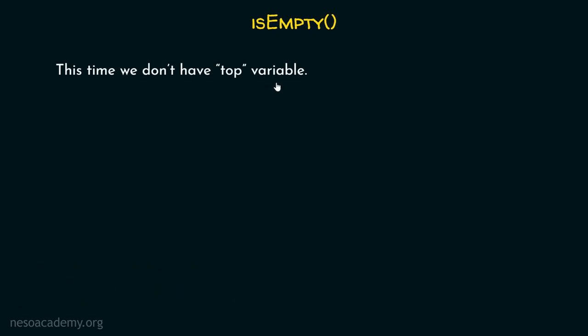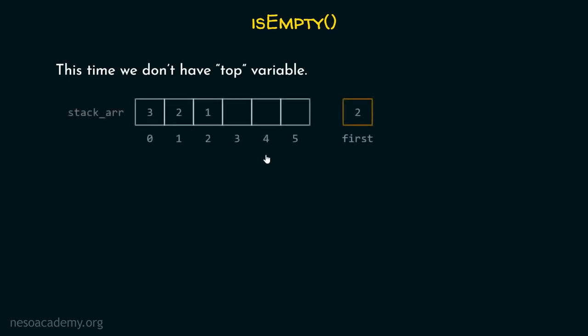Let's try to understand how to write the isEmpty function. This time we don't have the top variable, isn't that so? Instead of the top variable, we have the first variable, which keeps track of the first inserted element. You can see the current status of the stack. Currently there are 3 elements in this stack and the topmost element of the stack is 3, right? We already know that the first element of the array is the topmost element of the stack, right? And you can see the status here.